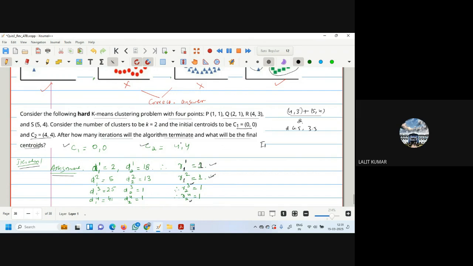When you come to iteration number 2, there is no change in assignment. Therefore, there is no update, and the algorithm converges. You get the answer: 2 iterations and (1.5, 0.5) and (4.5, 3.5). Is that okay? The last iteration, where there is no more shuffling, we consider in the count of the number of iterations. Yes, because you are carrying out that iteration. And this (1.5, 0.5) is the new centroid for cluster 1, and this is cluster 2.